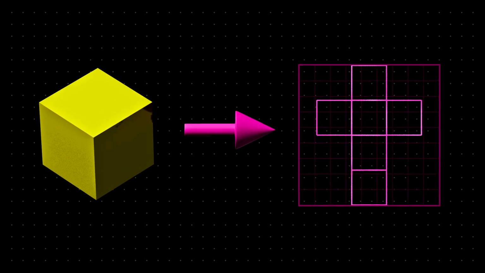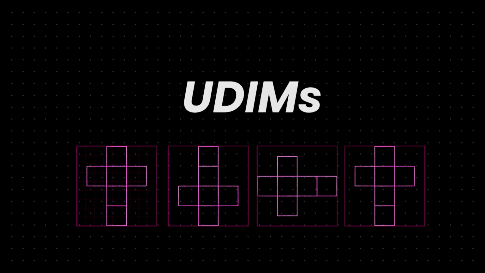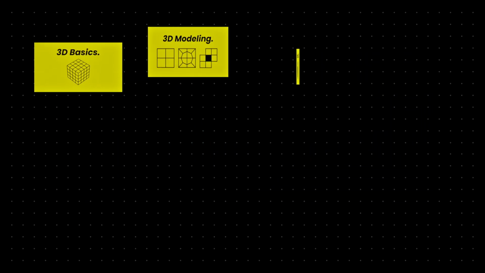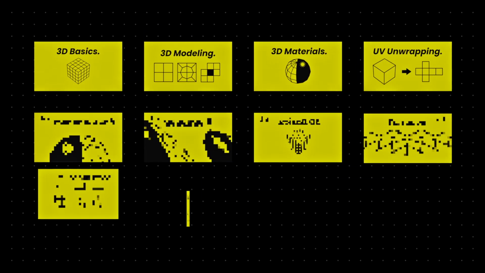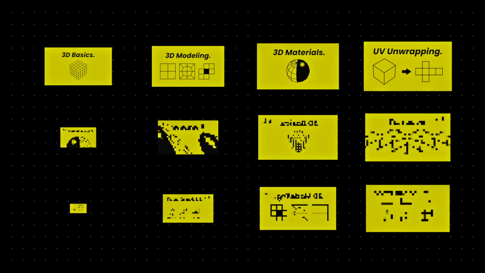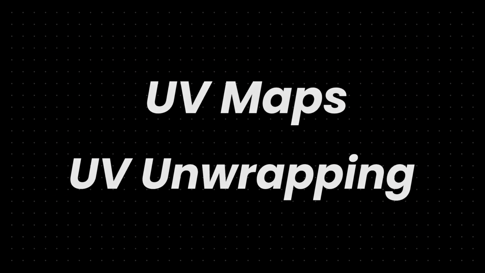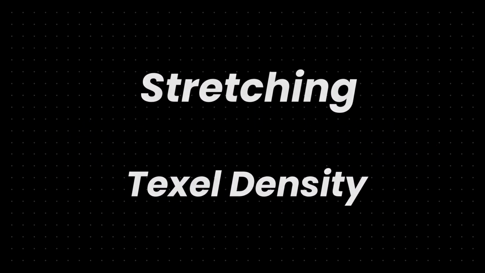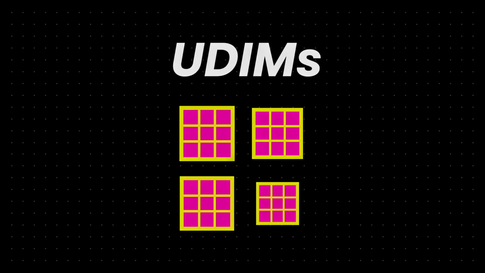How does UV unwrapping really work? What are UDIMs? How can you texture a full game with only one texture map? I'm on a mission to explain every single 3D concept in the easiest way possible. Today, we're covering UV unwrapping. What UV maps and UV unwrapping are, different methods to UV unwrap, stretching and texel density, UV projection, UDIMs, and tile sheets. Let's jump into it.